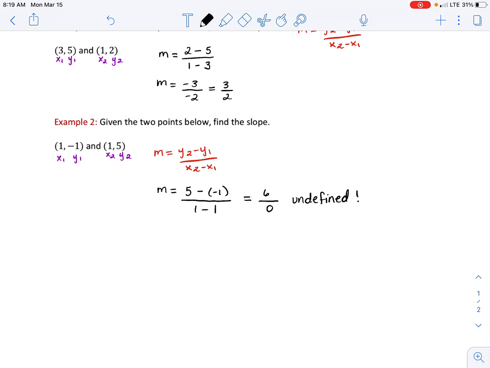So we wouldn't leave it as 6 divided by 0. We would say that this slope is in fact undefined because we cannot divide by 0. And so to convince yourselves, you could put in 6 divided by 0 into your calculator and you would see that it would give you an error message. All right, because again, this expression is what we call undefined.